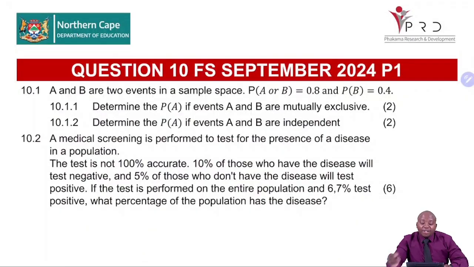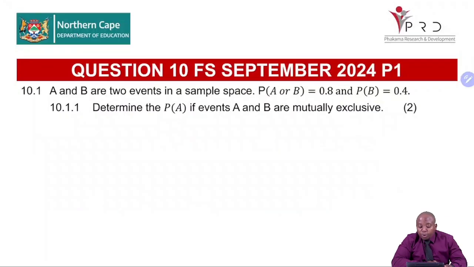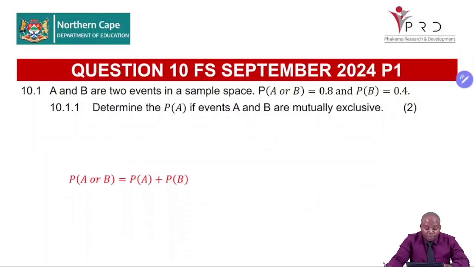Welcome back, grade 12s. Now let us discuss the solutions to the activity questions 10.1 and 10.2. 10.1 says A and B are two events in a sample space where P of A or B is equal to 0,8 and the probability of B is 0,4. Now they say determine P(A) if events A and B are mutually exclusive.